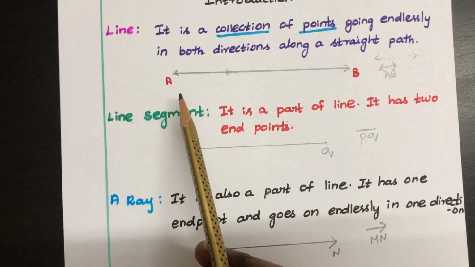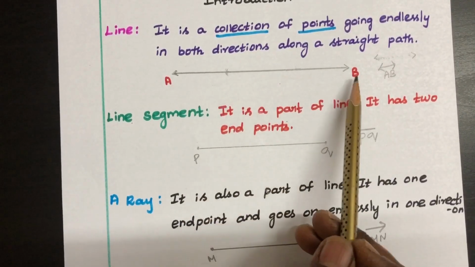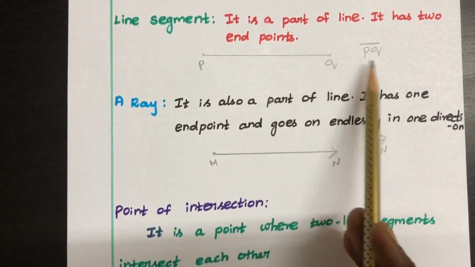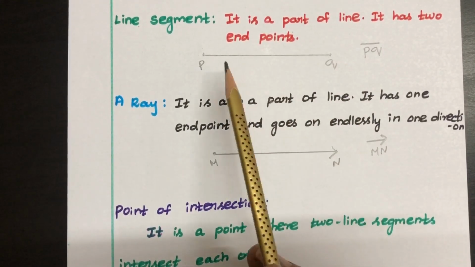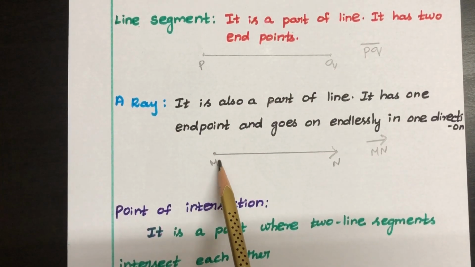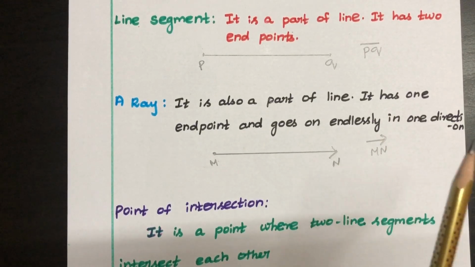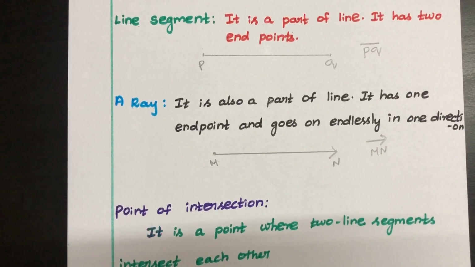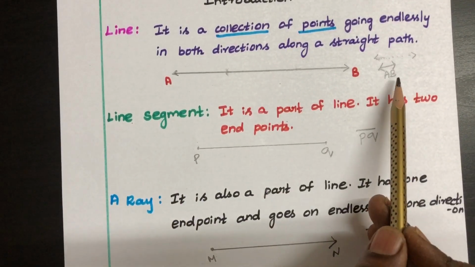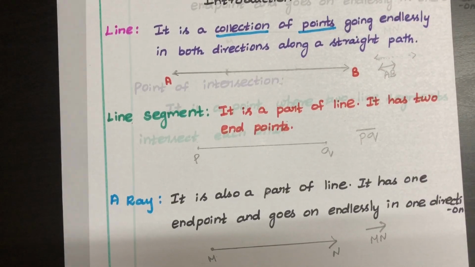So a line means going endlessly on two sides. A line segment means a part of a line. It is not going anywhere. It's just a segment, like a matchstick. Similarly, a ray has a start point but no end point on one side. So just to have a clear concept, all of these are straight paths only. No curves, no zigzag, nothing. It is called a line segment, a ray.